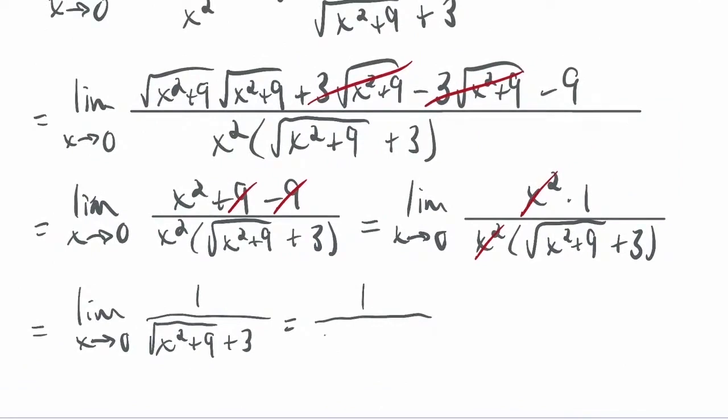So this will be the square root of 0 plus 9 plus 3. Okay. So 0 plus 9, that's 9. Square root of that is 3. So on bottom I have 3 plus 3, so I have 1 over 6.